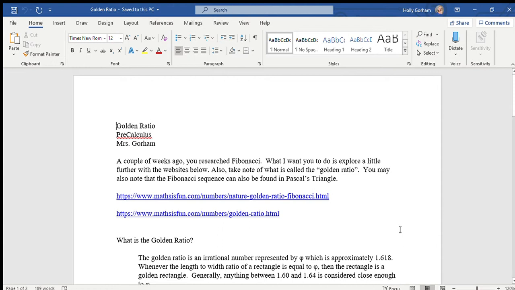If you were to go back to the websites that I gave you for Pascal's triangle, you would find that there's a relationship between the numbers in the triangle to the numbers in the Fibonacci sequence. So these two websites here, I want you to go take a look and just kind of read through it. I think you read through the first one already, but read about Fibonacci and read about the golden ratio, and then come back to this.